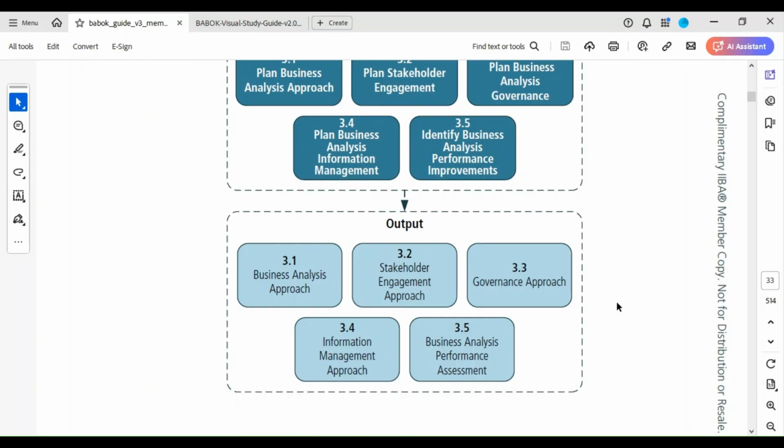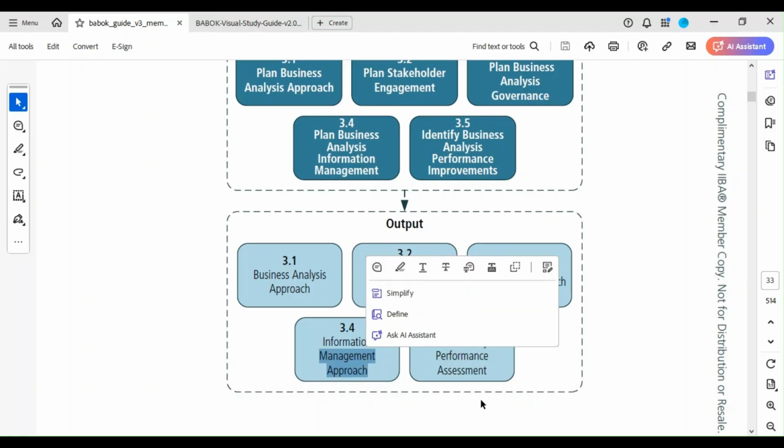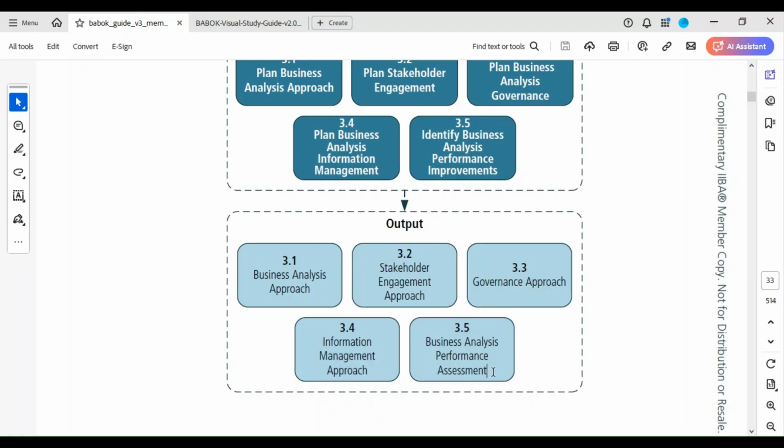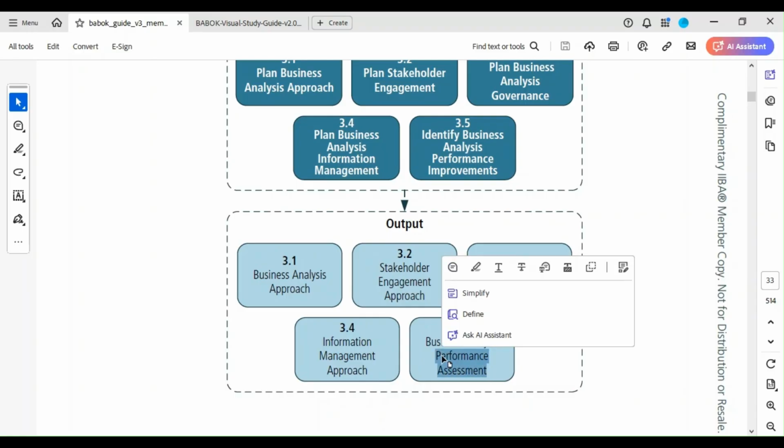Now you decide if it's going to be waterfall or agile. You now know how you are going to engage with your stakeholders. You now know what your governance will look like. You now know how, whatever information you get, you are going to improve on it, or control it, and who you are going to give access to. If there are issues, you now know how to tackle performance assessment.